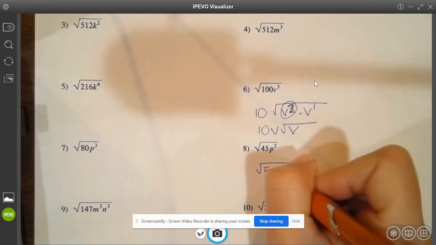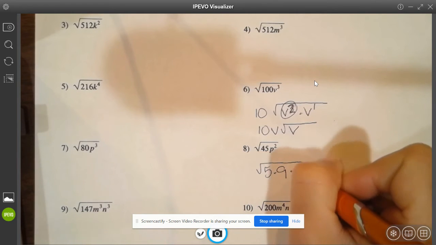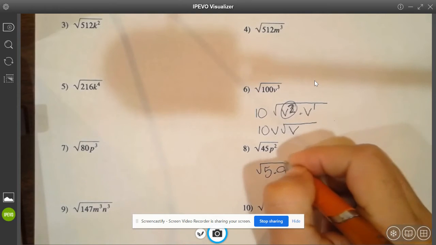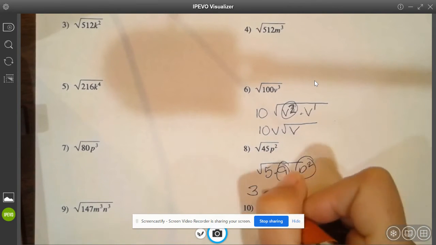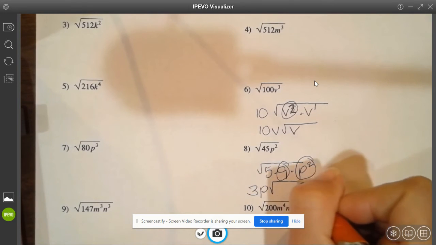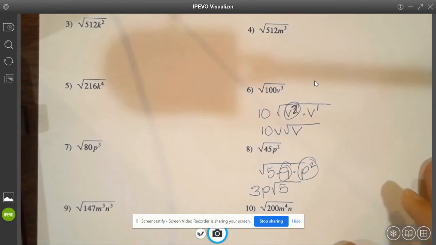All right. This one, we have, what is it? 5 times 9 times p squared. So we can take the square root of this one, and we leave the 5 in there. So that's 3, and then times p times the square root of 5. So that's the answer right there.